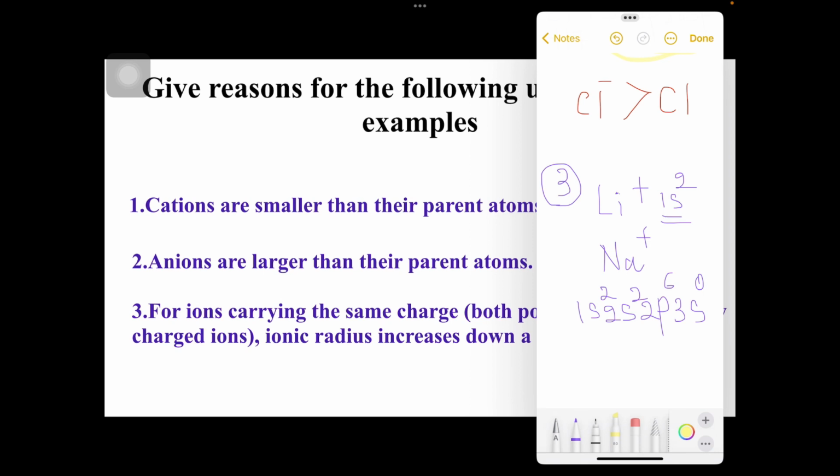Now, what can we say about the lithium cation and the sodium cation? Down the group, Li+ has only 1s2 electrons, and that's it. It doesn't have any more electrons. But sodium has more inner electrons, and even though it has more protons compared to lithium, the inter-electronic repulsions are greater in sodium. Therefore, the size of the sodium ion is still greater than the size of the lithium ion. So down the group, ionic radius increases if the ions have the same charge. I hope you understood this content.